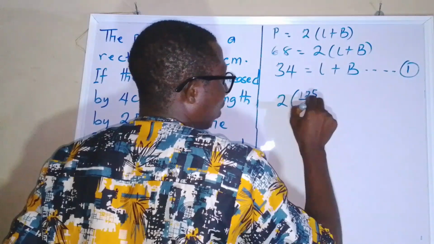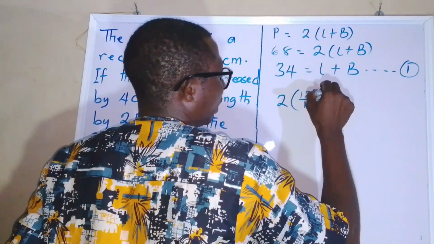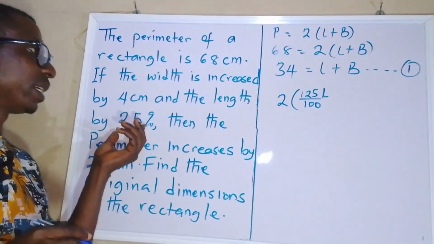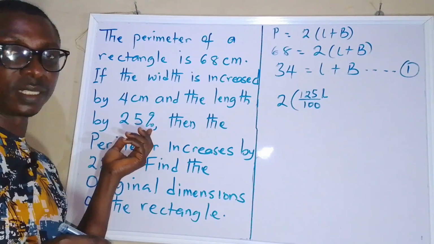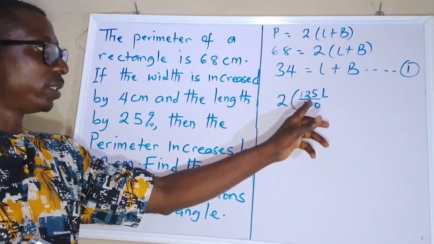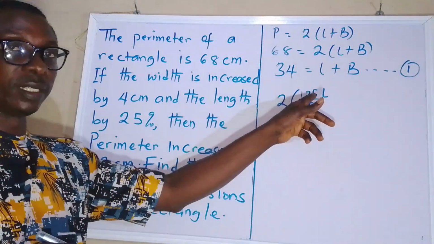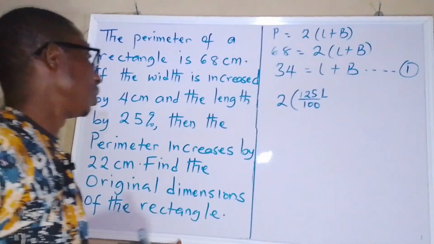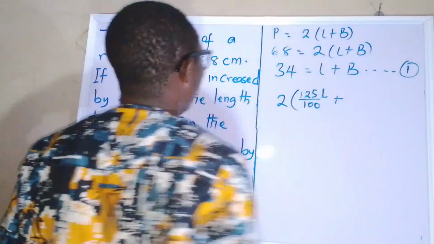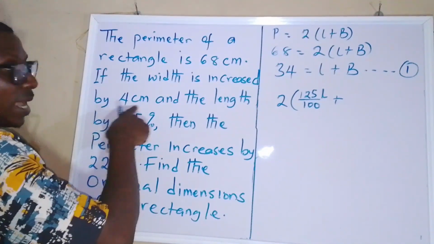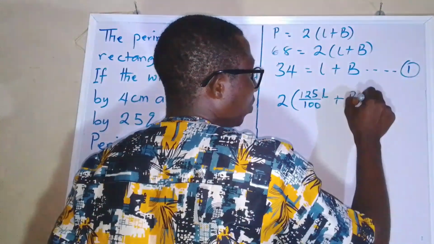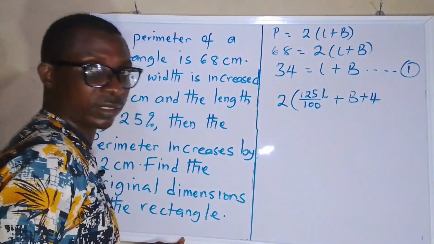So it's going to be 125 over 100 L. Since it has been increased by 25%, all you just need to do is 125 over 100. Just add 25 to 100 here. So you have this. Plus the B now has been increased by 4 centimeters. So what we are going to be having here is B plus 4.